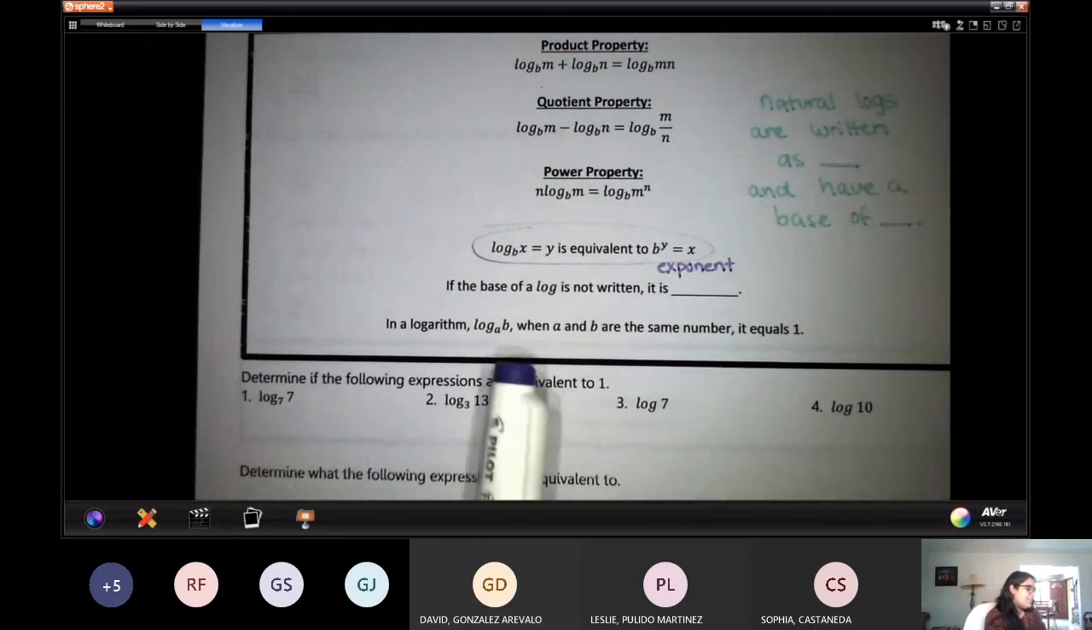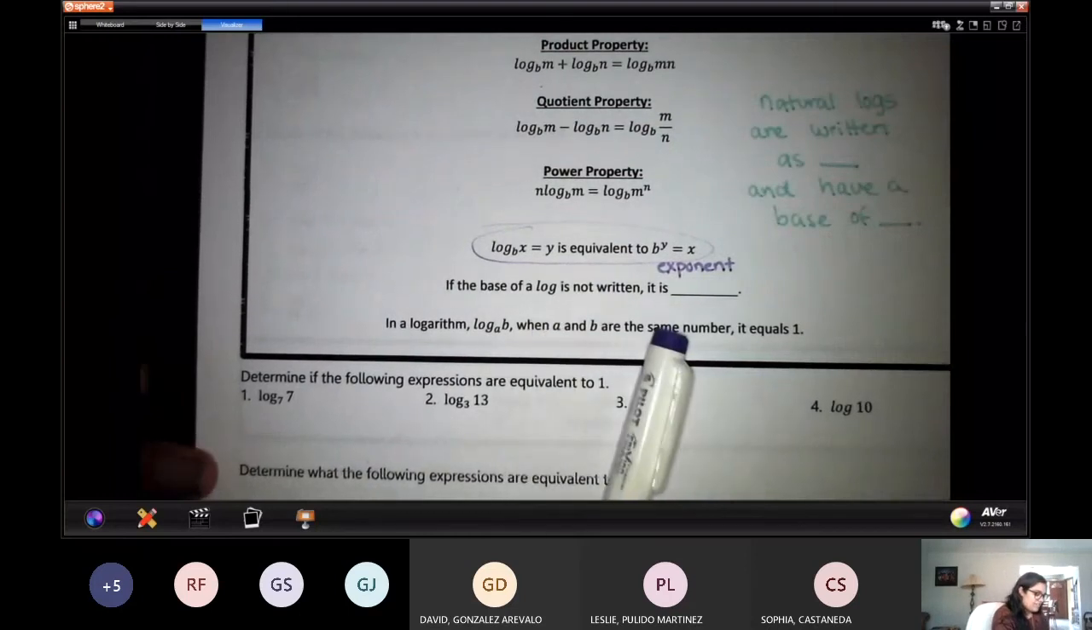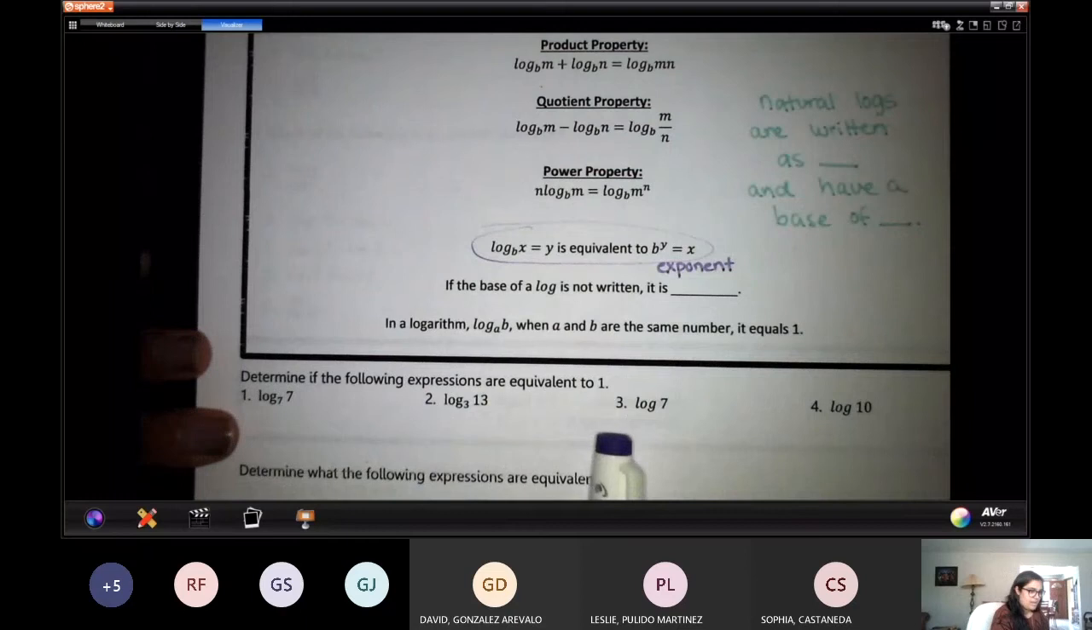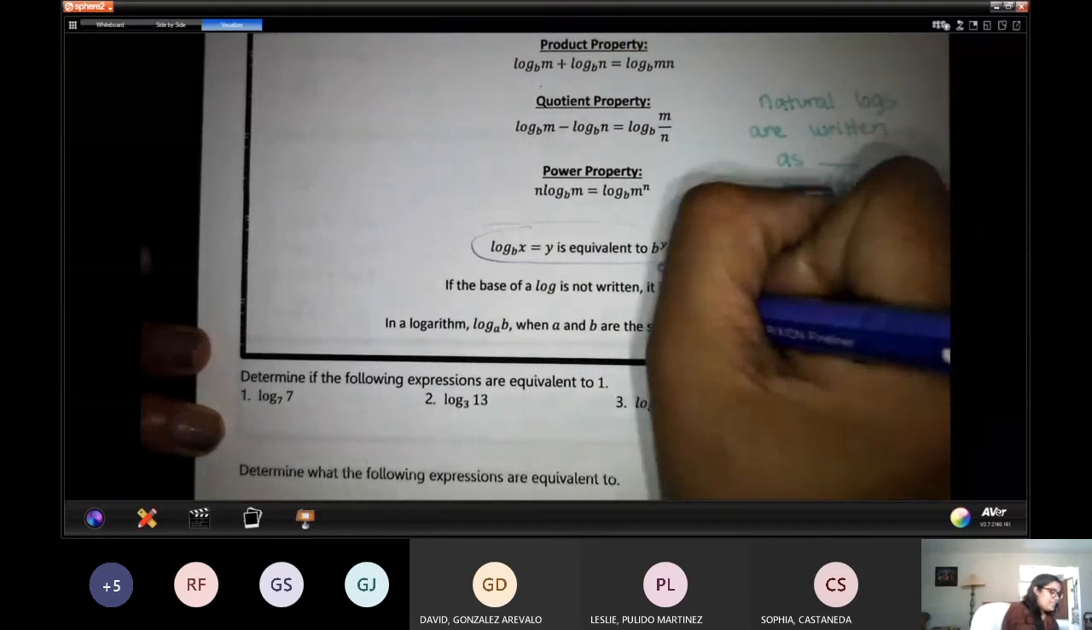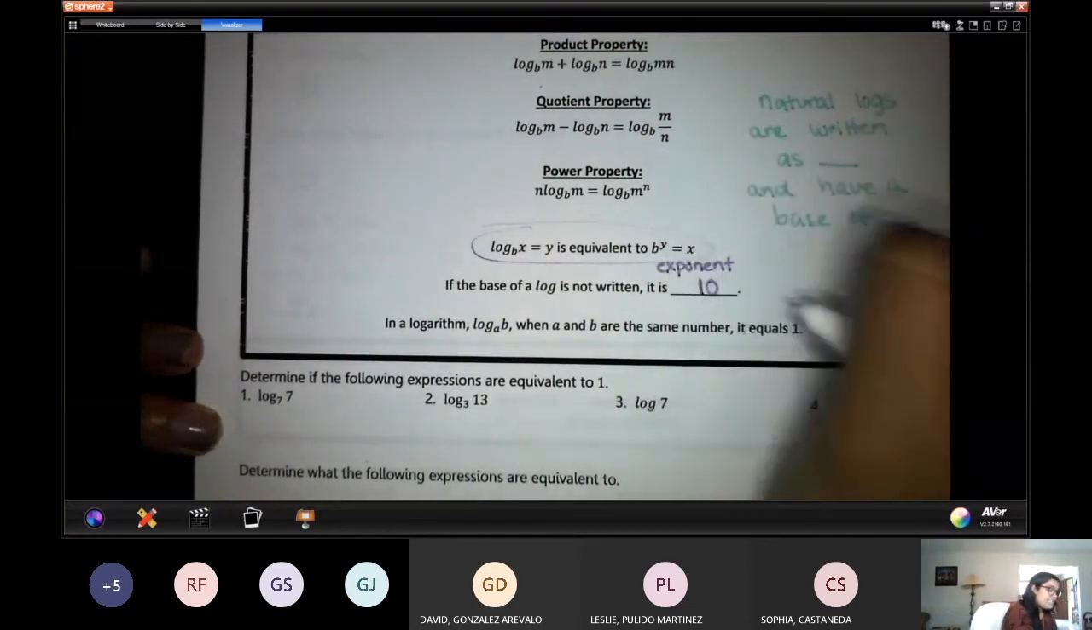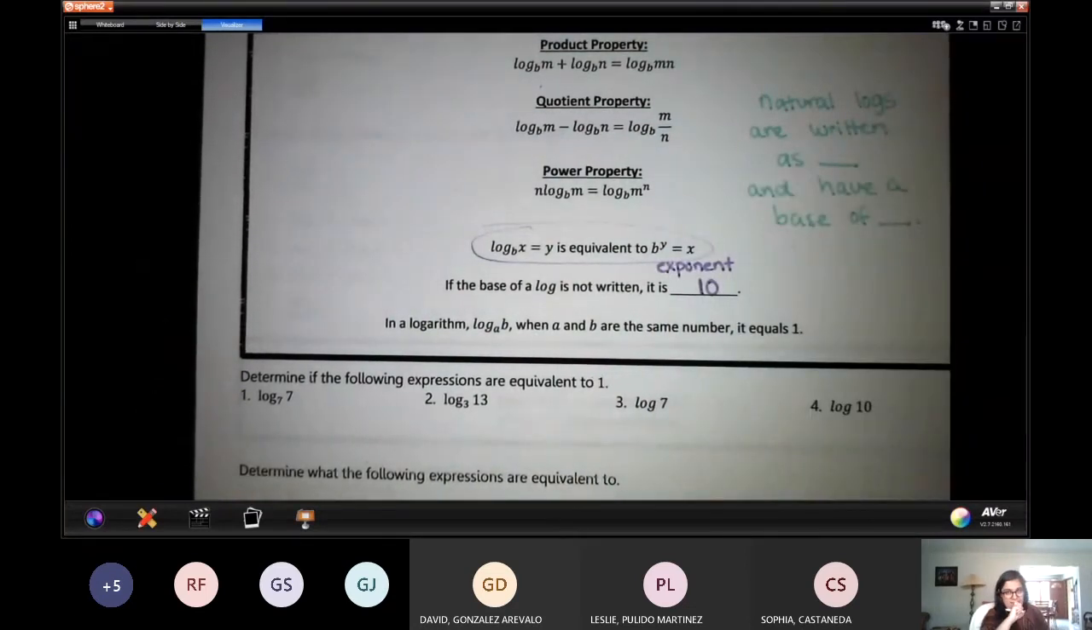And so the thing is, if there's not a base of a log, so for instance, in this problem, number 3, there's no base, whereas here, there's a 3 and a 7, then you assume that it's a 10. So that's just an assumption you can always make.